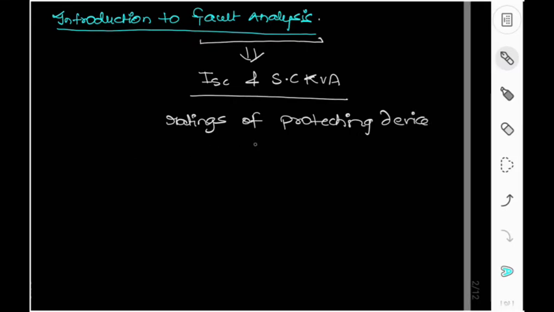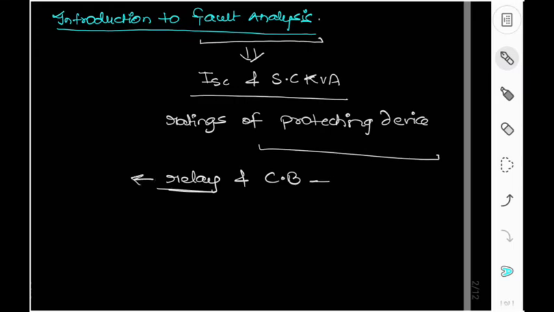What are the protecting devices we use? We use the combination of relay and circuit breaker. Now what does relay do? Relay senses the fault and circuit breaker isolates that faulty part from the healthy part.